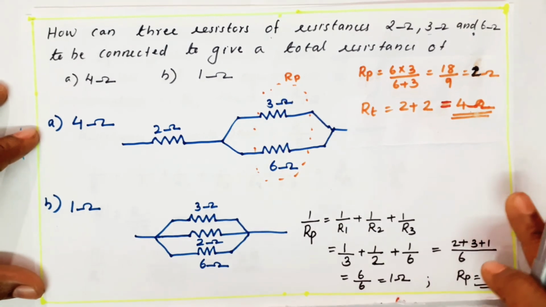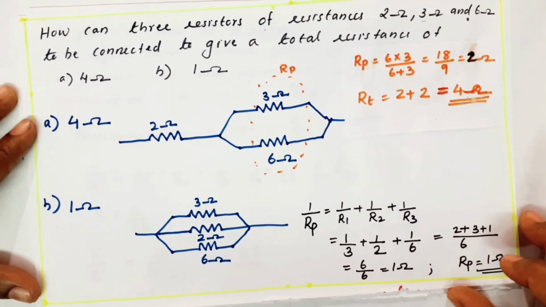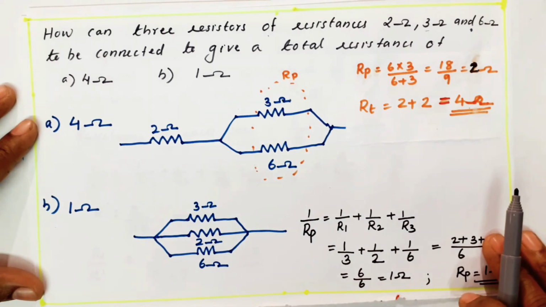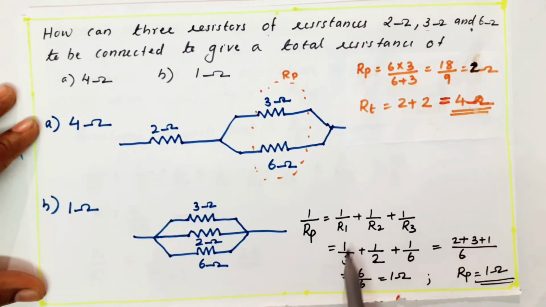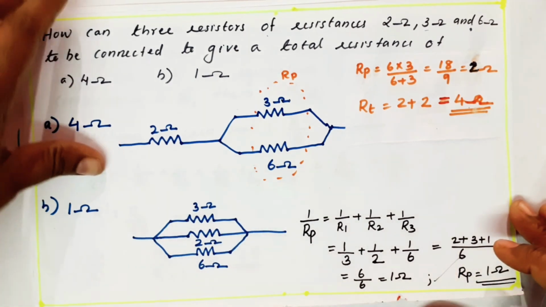Now think about 1 ohm. 1 ohm is very simple, all connected in parallel. 1 by Rp is 1 by R1 plus 1 by R2 plus 1 by R3. 1 by 3 plus 1 by 2 plus 1 by 6. 6 is the LCM: 2 plus 3 plus 1, 6 by 6 is 1 ohm. Understood these two questions? Okay.